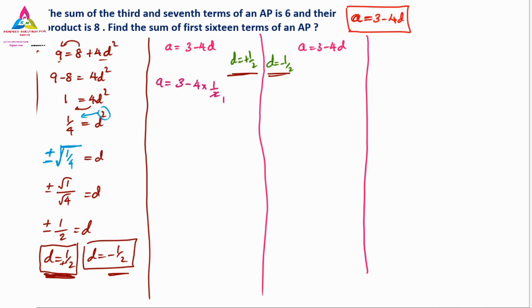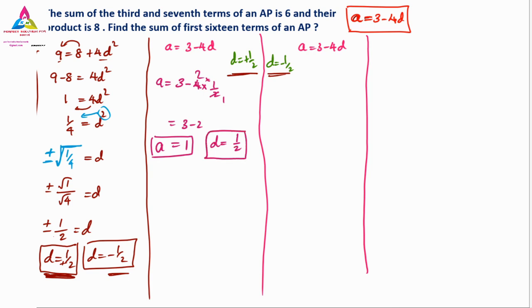So 2 1s are 2, 2 2s are 4. So what is the a value? 3 minus 2, because 2 into 1 is 2. So what is the final answer? A we got is equal to 1. When we got that a is equal to 1, we have to write down that d is equal to positive half. Remember this, we have to write this d value also.